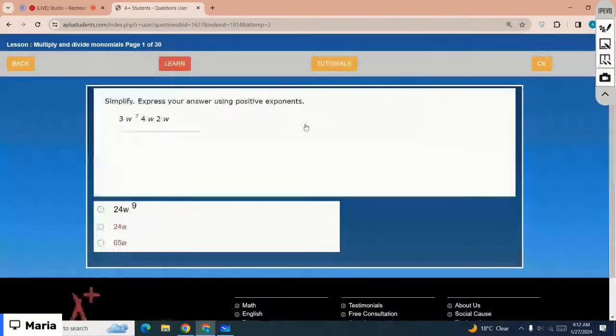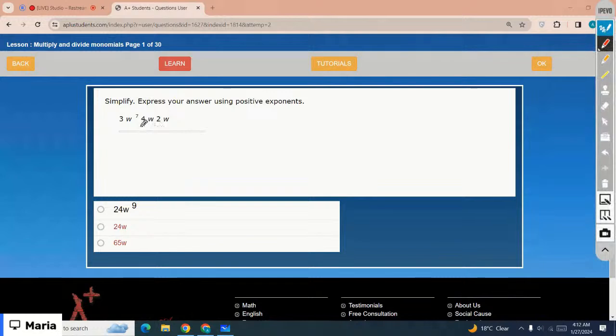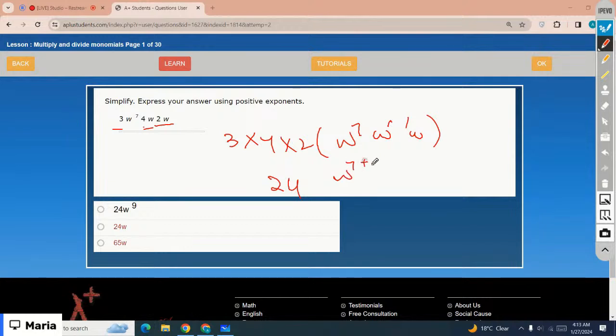Okay, simplify. So we are given 3w7, 4w and 2w, right? Just multiply the numbers first. They are 3 times 4 times 2, and you have w7, w and w. So you need to add the exponents of the variables. 3 times 4 is 12 and 12 times 2 is 24. That would be 7, 1 and 1. So 7 plus 1 plus 1, that would be 9.